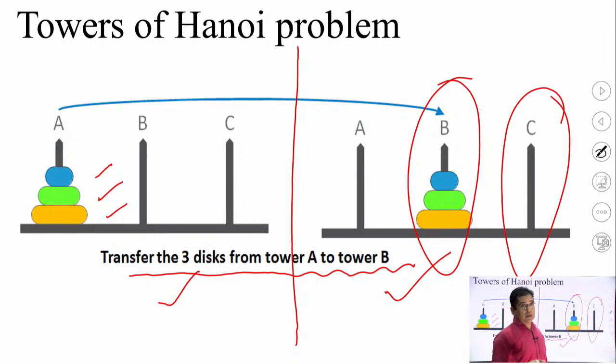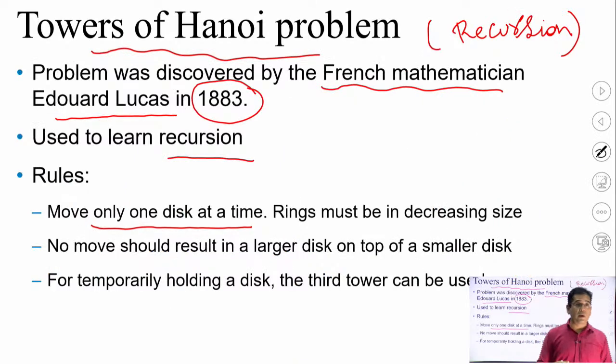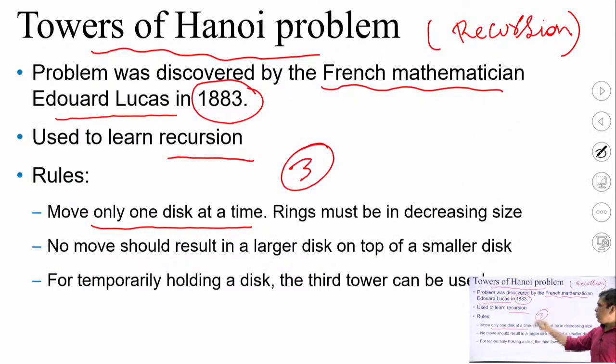So how will recursion help to solve this problem? First, understand the 3 rules of this problem. Number 1, move only one disk at a time. You can transfer one disk at a time. You cannot directly collect 3 disks together and move them from A to B. It is not possible. You need to move only one disk at a time.